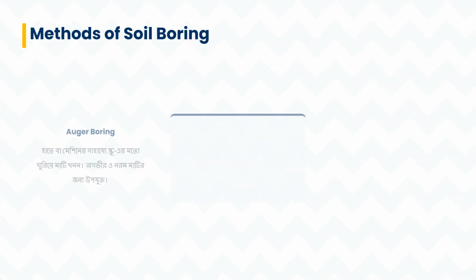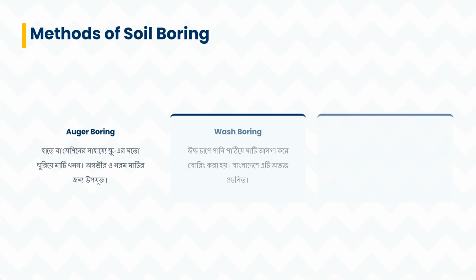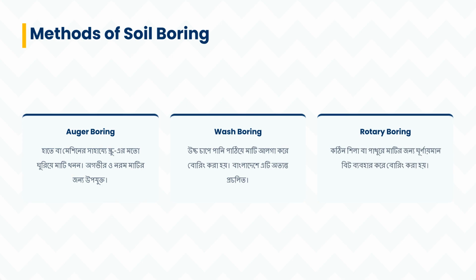Methods of soil boring include auger boring for soft, shallow soil, wash boring, which is very common in Bangladesh and uses high-pressure water to loosen soil, and rotary boring, which uses a rotating bit for hard rock or stony soil.